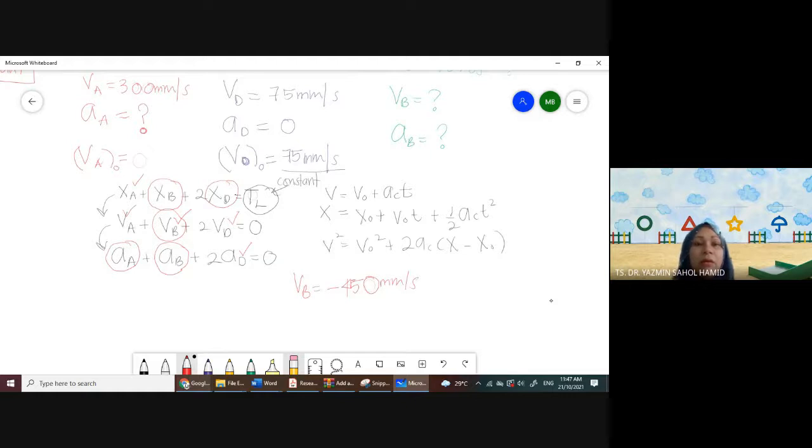Okay, now let's say you want to solve the acceleration. You can do either one, I'm just giving you a guide. Let's say we want to solve the acceleration. We do not have acceleration at B, so it means we need to find the acceleration at A.